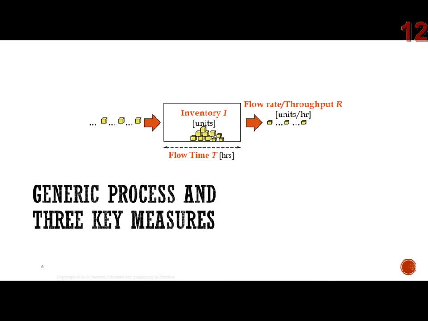So if I were to say it takes 5 hours from the time it enters the process until it exits the process, that's flow time. If I were to say it's 10 units per hour, that's throughput, because it's how many units per hour. Flow rate or throughput is the number of flow units that flow through a specific point in the process per unit of time. And inventory is the total number of flow units present within the process boundaries.